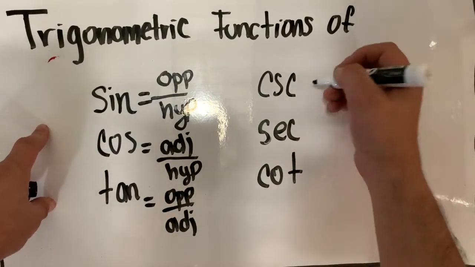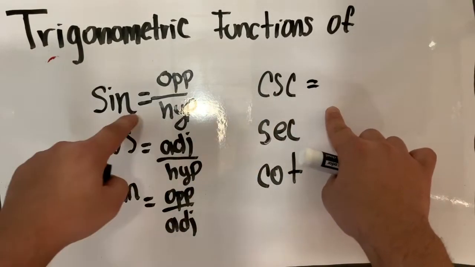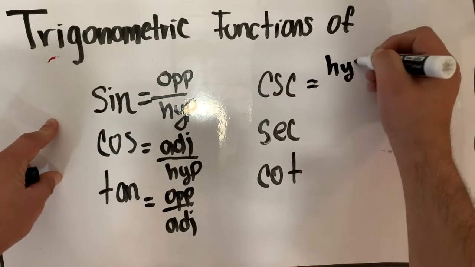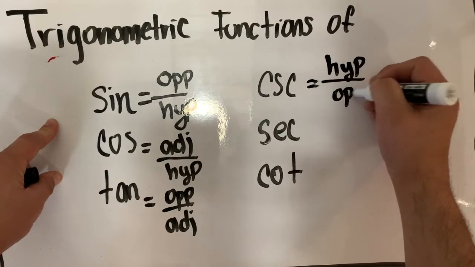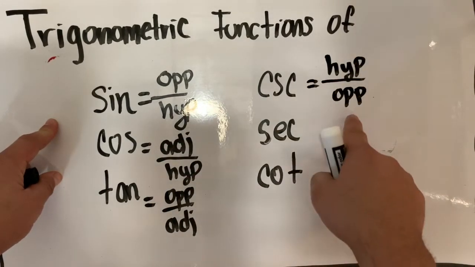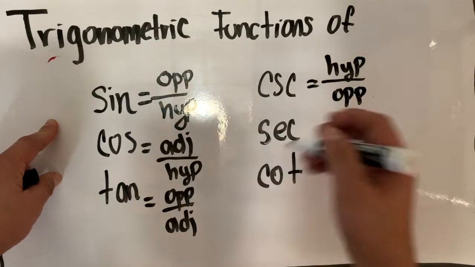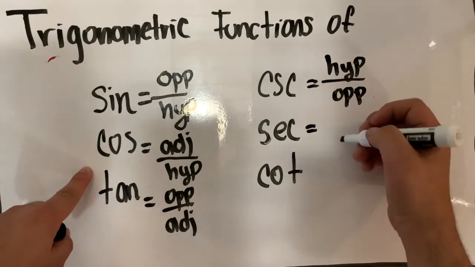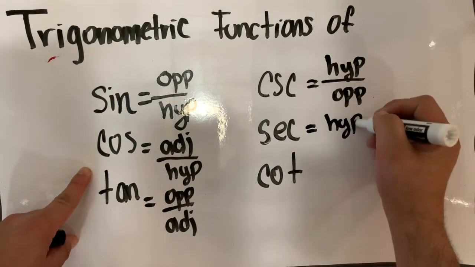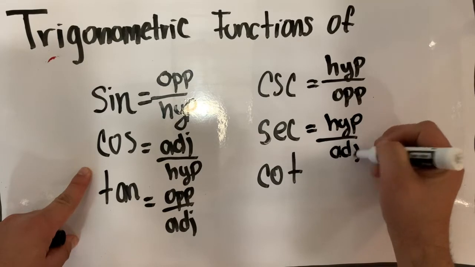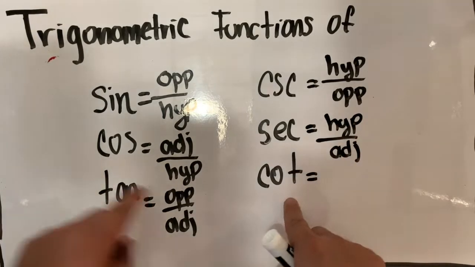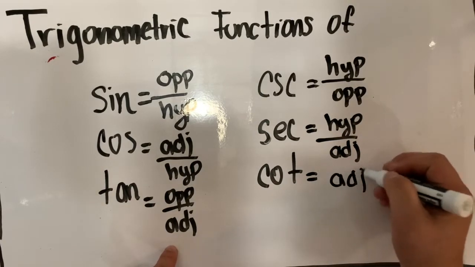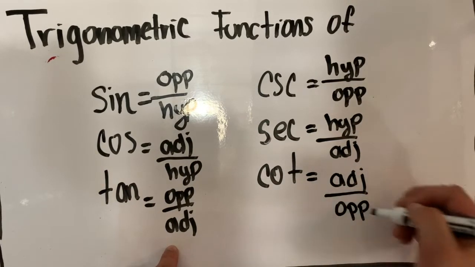Why? The cosecant is the opposite of sine. Why? Because it's going to be hypotenuse over the opposite. If you see, we have switched the functions right here. The secant is the opposite of cosine, sorry. It's equal to hypotenuse over the adjacent. And the cotangent is the opposite of tangent. Why? Because it's going to be adjacent over opposite.